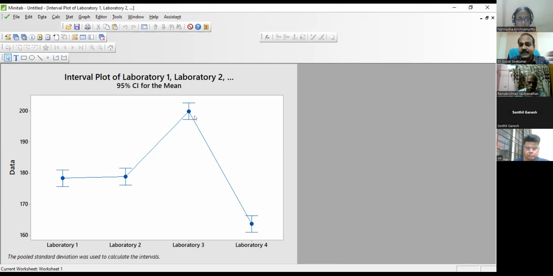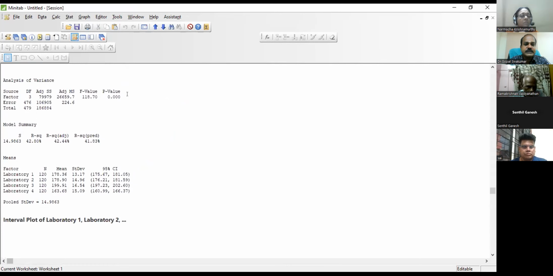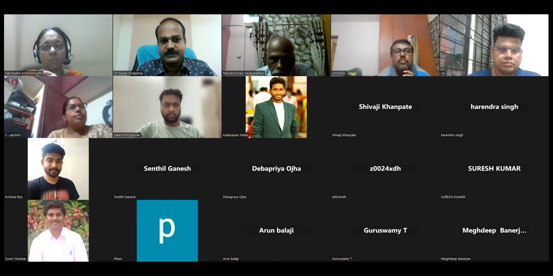Laboratory 3 is taking significantly more time. Laboratory 4 is taking significantly less time. I could see a significance here. That means the p-value should be below 0.05. Can you see here the p-value? P-value below 0.05. That means you reject the null. That means there is significance.